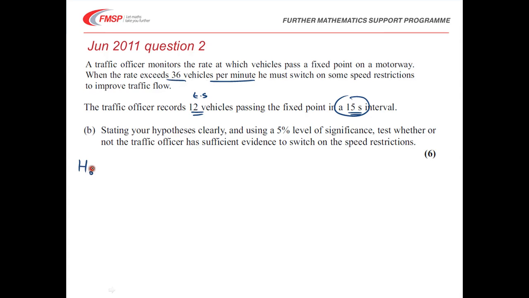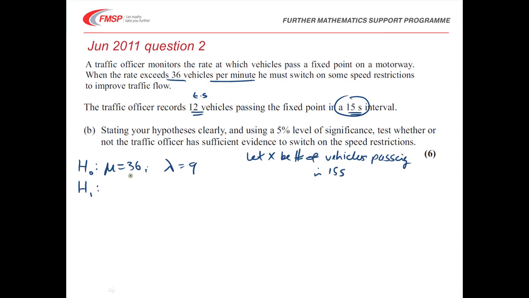So either you're testing H0: mu equals 36, or, as I say, I prefer lambda equals 9. You can only use that if you've defined x, so let x be the number of vehicles passing in 15 seconds. Your alternate hypothesis is going to be, we want to see whether they should switch on the speed restrictions or not, so whether we exceed the rate. So either the mean is above 36 or lambda is above 9. This is about rates, so it's going to be a Poisson 9. And again, this is why I prefer using lambda in my hypotheses.